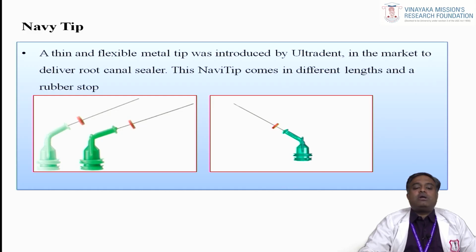Next is the navi tip. A thin flexible metal tip was introduced by Ultradent in the market to deliver the root canal sealer inside the canals. This navi tip comes in different lengths with a rubber stopper. You can use that rubber stopper to mark the working length. For example, if your working length is 10 mm or 11 mm, you place the rubber stopper at 10 mm or 11 mm so that your obturation is perfect. There won't be any chance of your obturating material going beyond the apex.